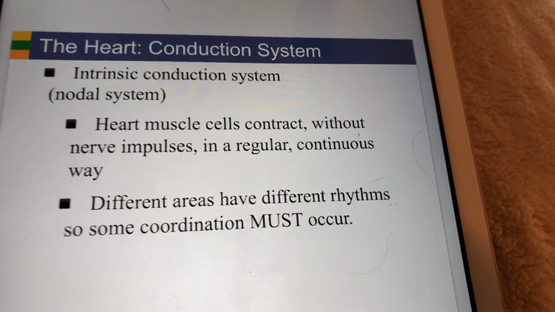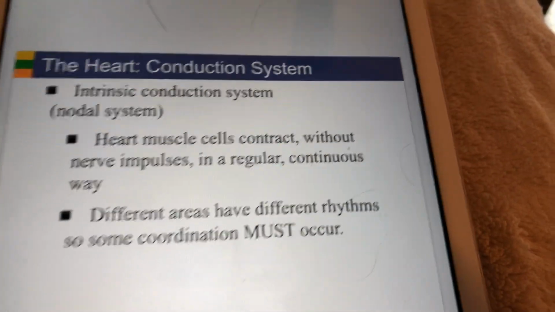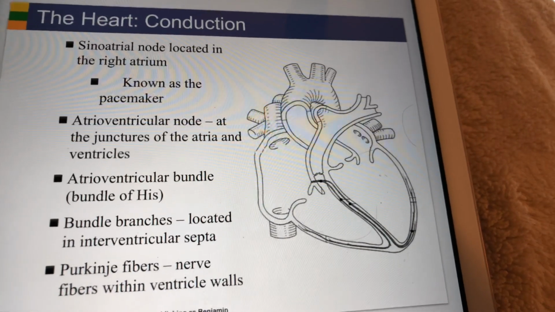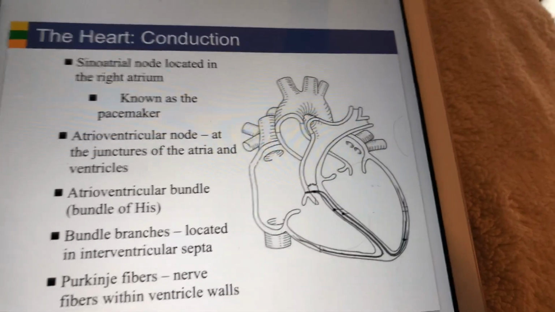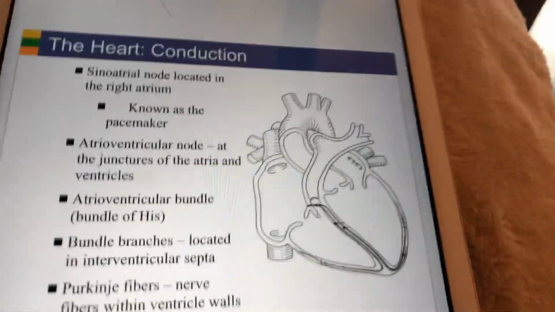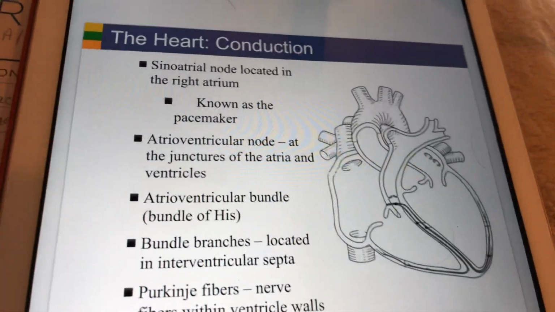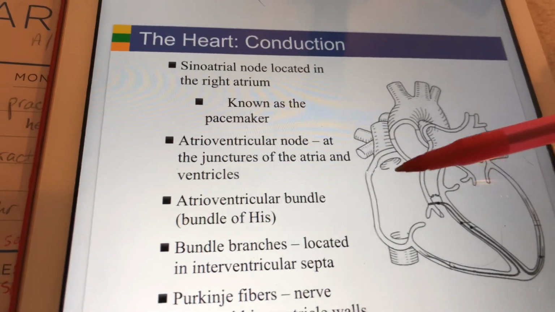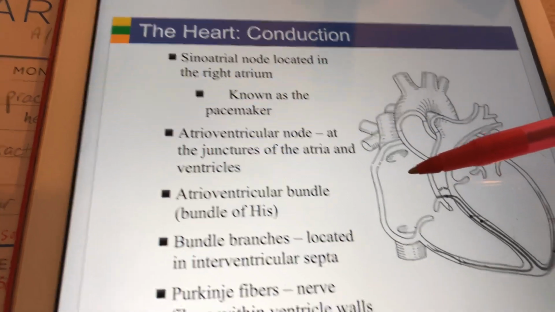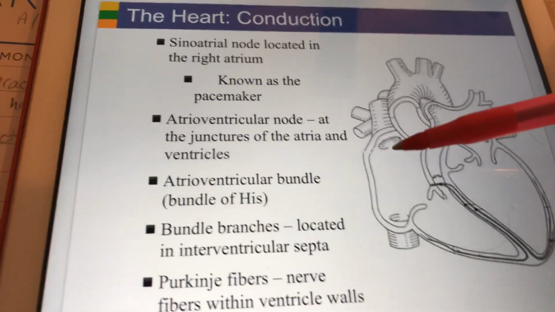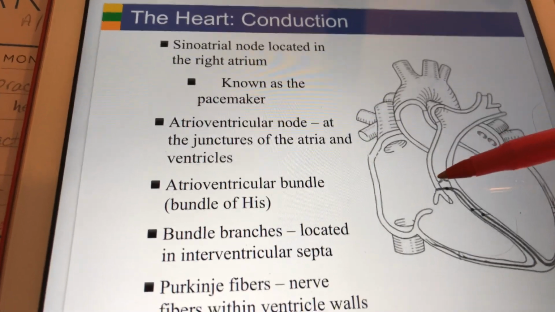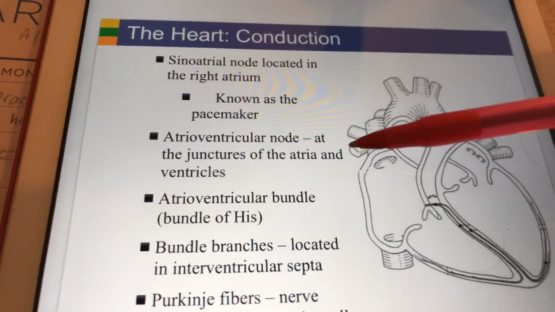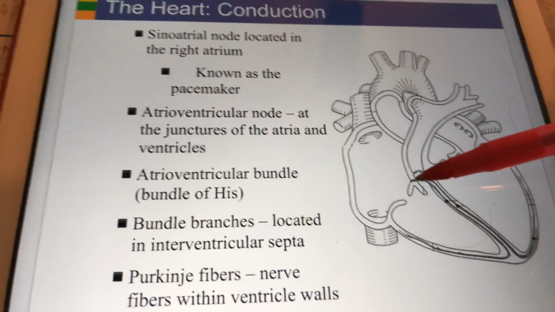And that actually is called the intrinsic conduction system, and it starts with the SA node. So this right here is something you're going to need to know. The sinoatrial node is where the whole conduction system starts. And again, you need to look at that video. It's easier than me just pointing to it. But the SA node is going to be right about here. This would be the right atrium. This is also known as the pacemaker of the heart. It's going to send its conduction signals to about right here where the AV node is going to be. It's at, as you see, the juncture of the atria and the ventricles.